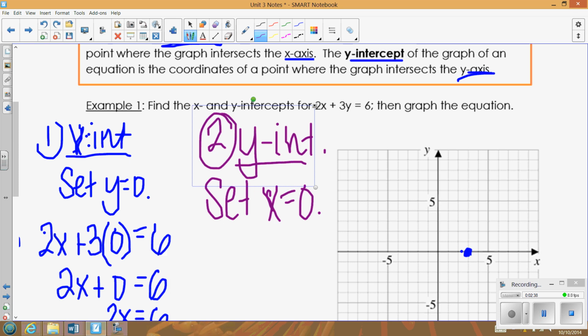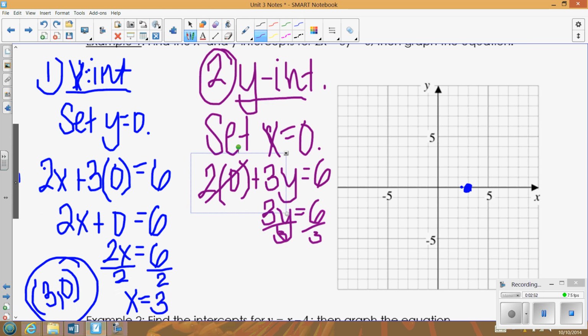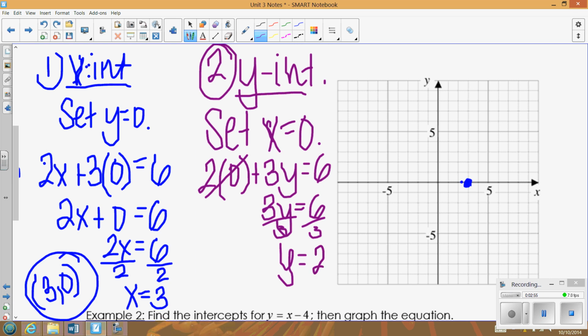So I have 2 times 0 plus 3y equals 6. So that's gone. That's just 0. So I have 3y equals 6. Divide everything by 3. We get y equals 2. So again, on the y-axis, locate 2. That's where your point will be. But if you wanted to write this as a coordinate, well, when x equals 0, y equals 2.